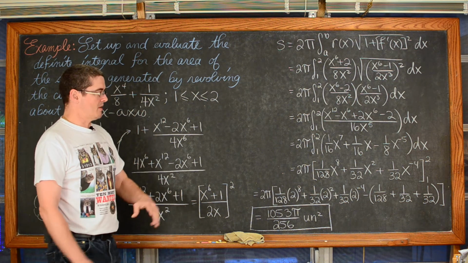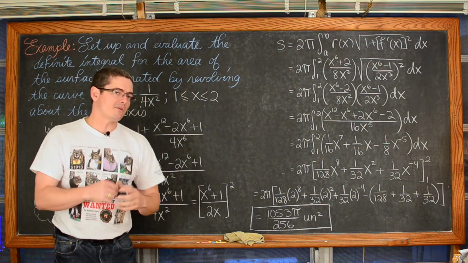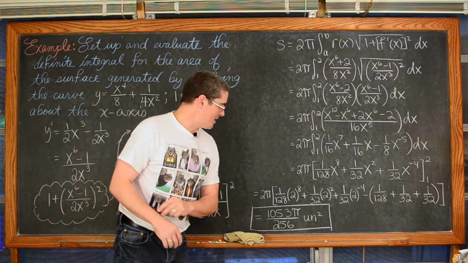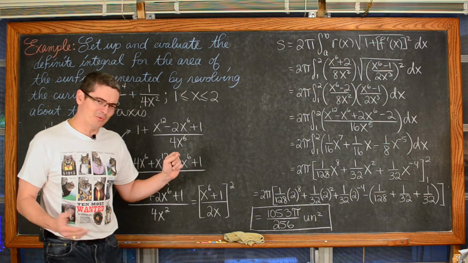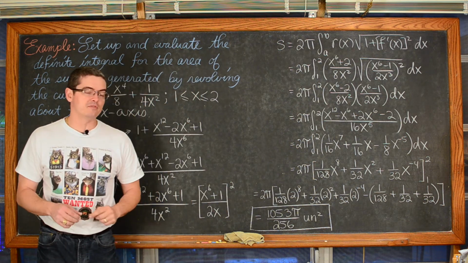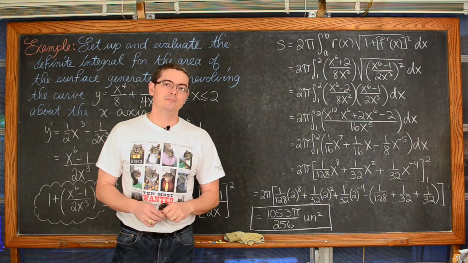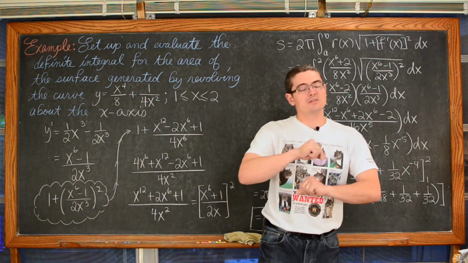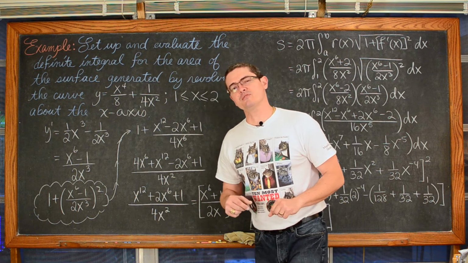The surface area, or the area of our revolution, is equal to 1,053 pi over 256 square units. Now our next example is going to have a vertical axis of revolution.